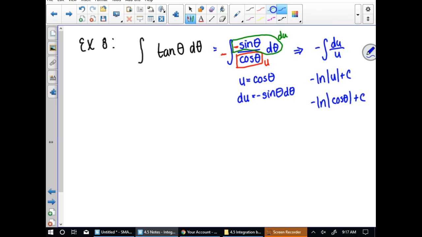Yeah, you've got to be careful with that. So we've held off for a very long time on learning how to integrate tangent because it doesn't integrate easily like sine or cosine. So this is what you want to do if you end up with tangent, or maybe if you had cotangent, it would work pretty much the same way, except you'd have cosine over sine that you'd start with.